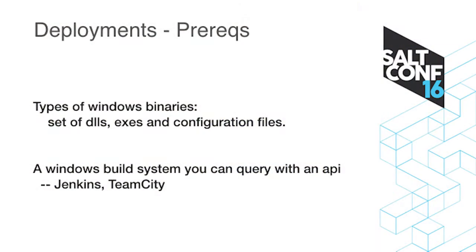So how we did this. A few of the prereqs that I was saying before was, use a build system that has an API that you can query. TeamCity, Jenkins, there's a few others. I'm not really familiar with all of them, but these are the two that we've used. The other thing is Windows binaries. How do you compile them?